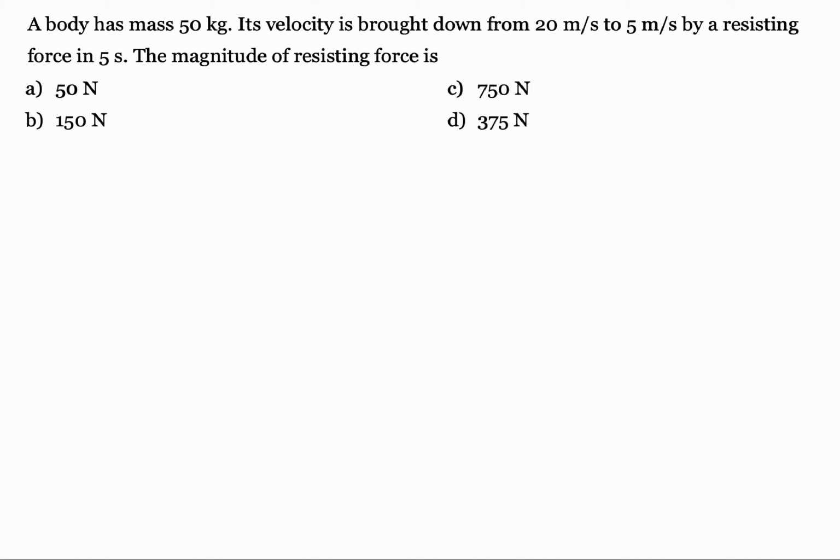So the mass of the body is given to us, and the initial and final speeds of the body are given to us. They are saying that they are applying brakes in order to slow down the body, and by doing so they are taking 5 seconds of time. So we have to find out the resisting force, or simply what force you will have to apply in order to decrease the velocity.